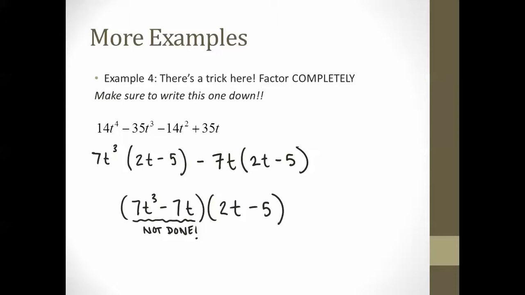I'm looking at that first set of parentheses, and I notice that there's more to be factored. There is a greatest common factor among 7t cubed and negative 7t. What is it? It's 7t. So I'm going to pull that out, which would leave me with t squared minus 1. And then don't forget, we still have 2t minus 5. So this is now a monomial times a binomial times a binomial.